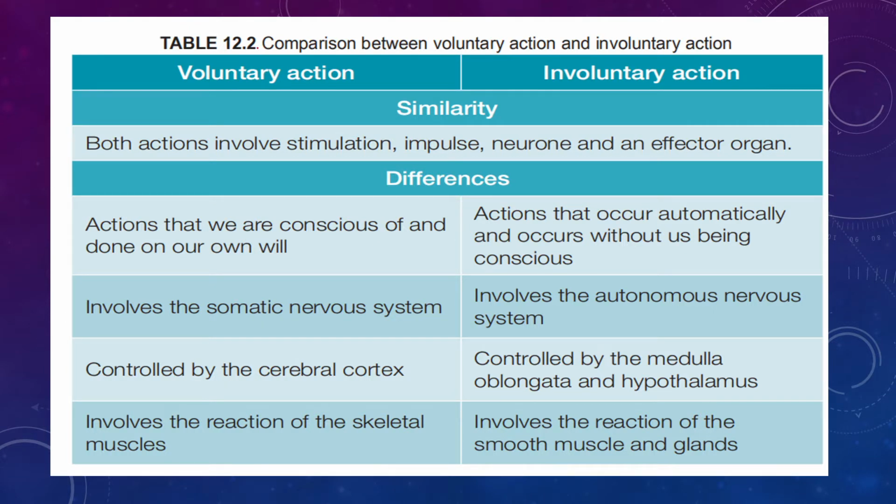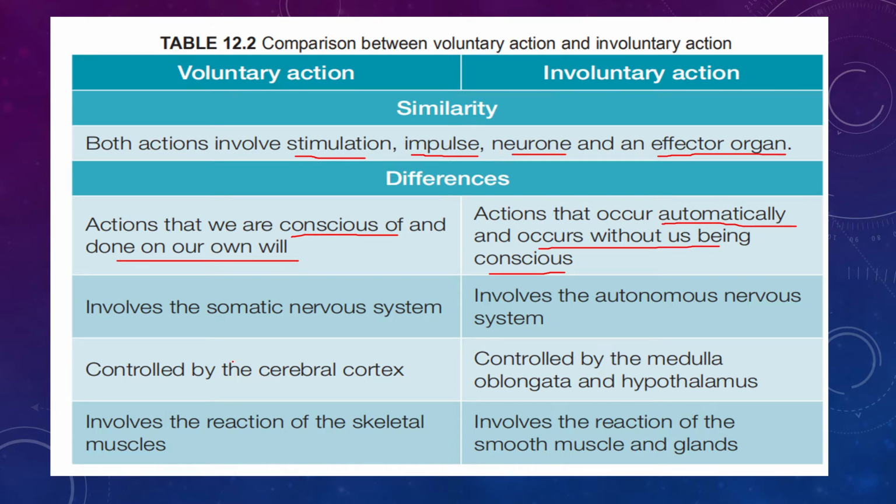Okay, so we study this table of comparison between these two actions. First, we look at the similarity: both of these actions involve stimulation, impulse, neurons, as well as effector organs. In terms of differences, voluntary actions are the ones that we are conscious of. That means we do it on our own will. But involuntary action occurs automatically and we are not conscious of the actions happening. We are not aware of it.